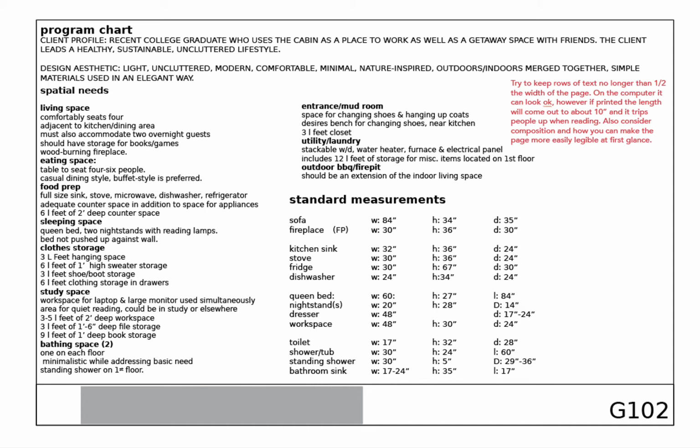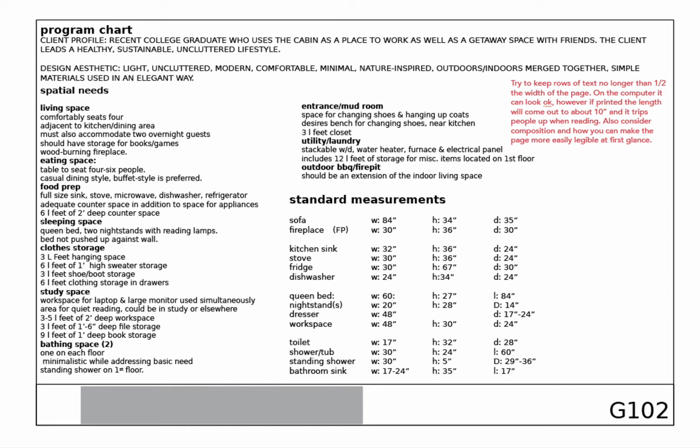So my main critique on this page is to try to keep your rows of text no longer than half the width of the page. It looks okay on the computer, but once it's printed at full scale, text that long becomes uncomfortable to read. There's nothing erroneous about it, but it is an unnatural way of reading text, and we're just not trained to do that. So to make it easier on any readers or viewers of your document, it's always a good idea to keep rows of text to at least half a page or even less. So that is the one thing I would suggest.